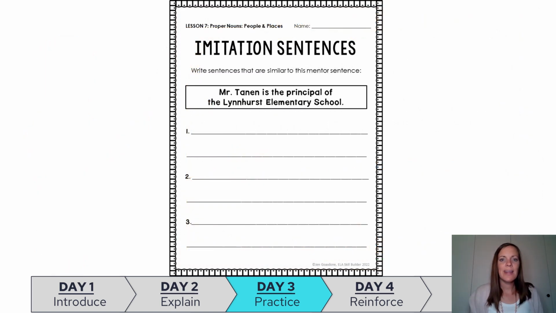With my students, I like to use an imitation sentences worksheet that I already have pre-made, and I just put the mentor sentence in a box there, and then the students can write imitation sentences below. And this keeps it nice and organized for them. And some weeks I would have my students do this exercise in pairs, and other weeks I'd have them do it independently.